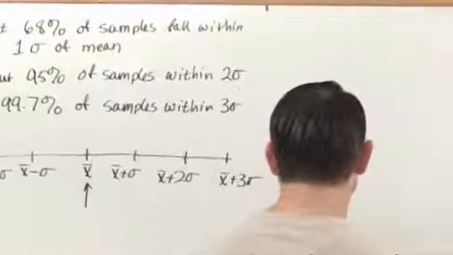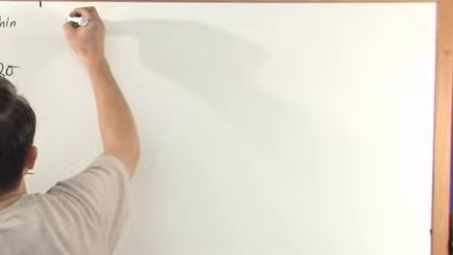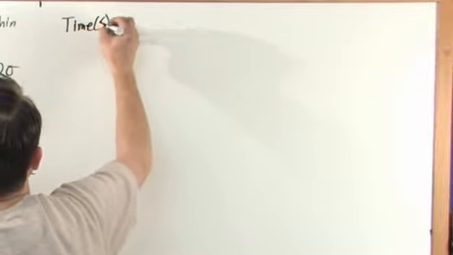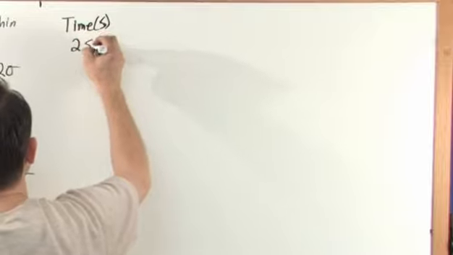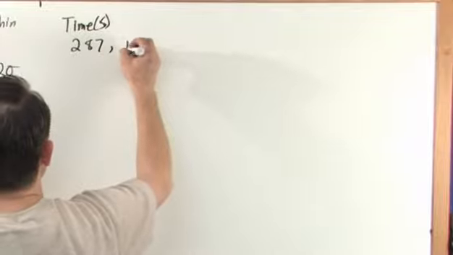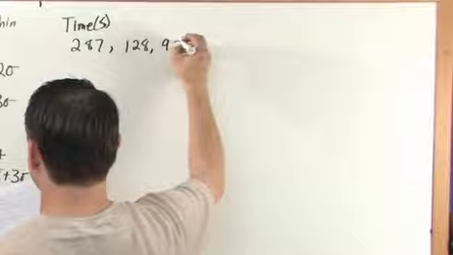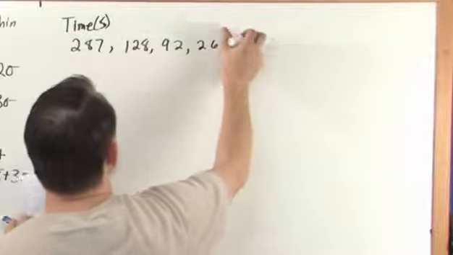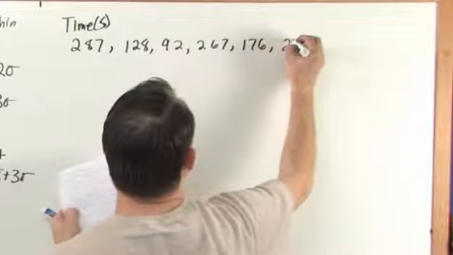What we want to find is the mean and the standard deviation of the service time of fast food restaurants when the following data is given. The time that you sit at the checkout window before you actually get your food for different restaurant chains is 287 seconds, 128 seconds, 92 seconds, 267 seconds, 176 seconds, and 240 seconds.